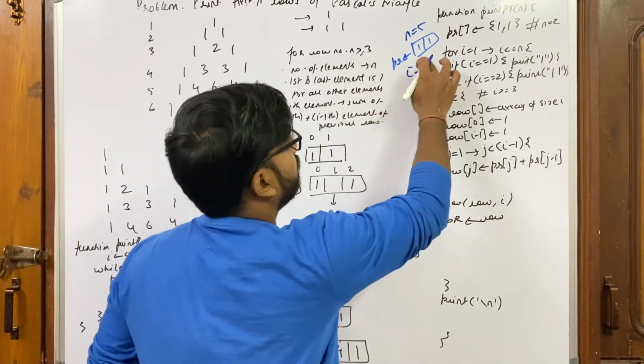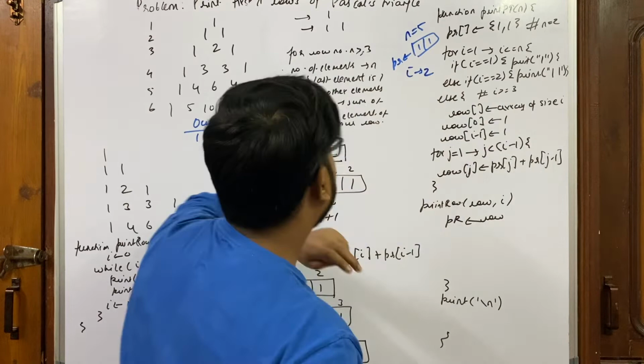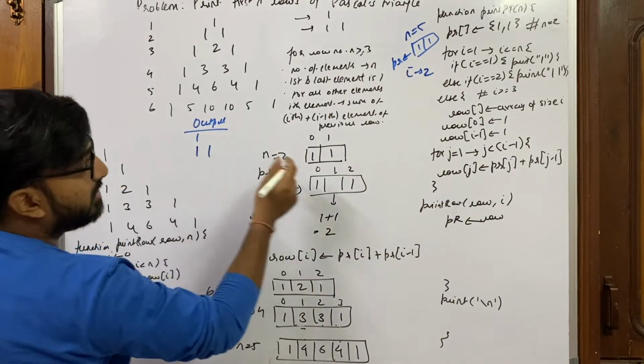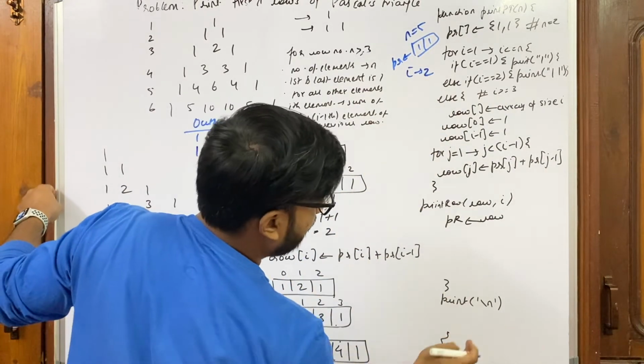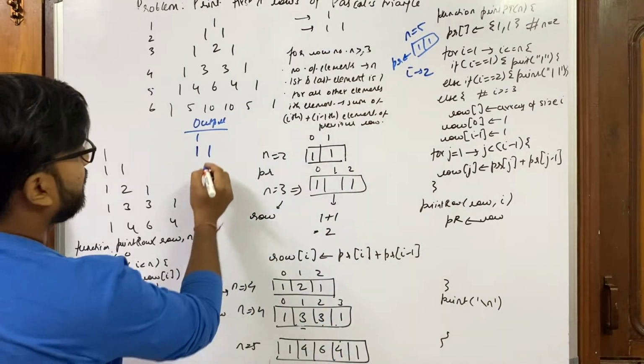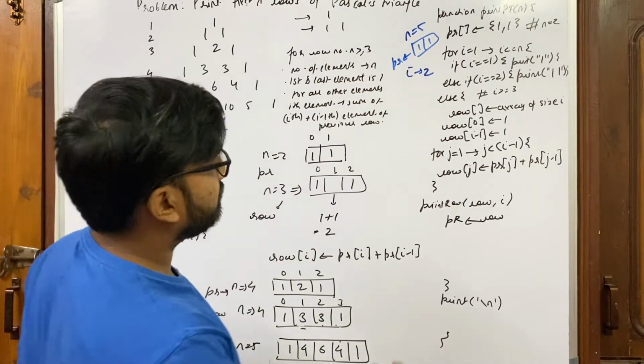So I now becomes 2. If I is 2, you print 1 space 1, and you skip all this else part. Then you print this backslash n, so you change line. Okay, I now becomes 3.